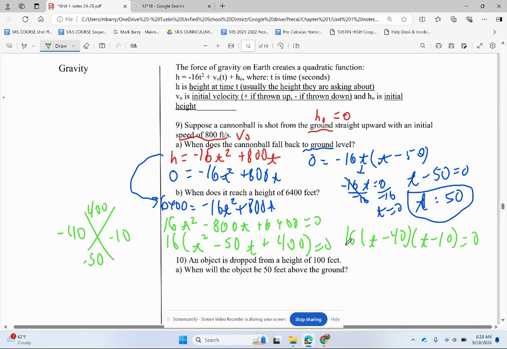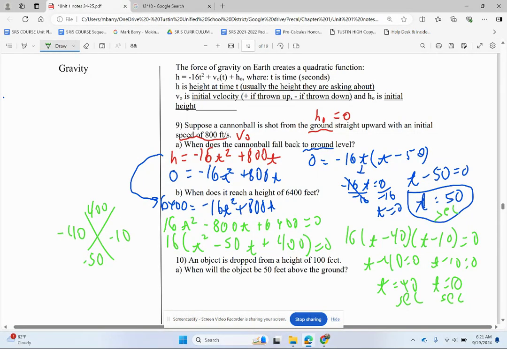Now, when we have this GCF 16 out front, we do not set that equal to 0 because there's no variable. But I do say t minus 40 equals 0, t minus 10 equals 0. So t could equal 40, t could equal 10. And those are seconds. I should have said that here too.